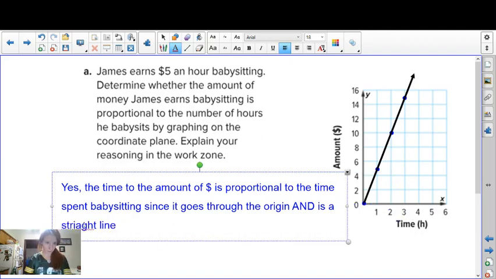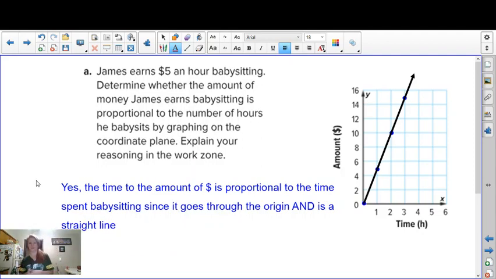Oops, I can spell straight. So we should get that, yes, this is proportional since my time and my amount increase at the same consistent rate. Therefore, it is proportional because it goes through the origin and it creates a straight line.